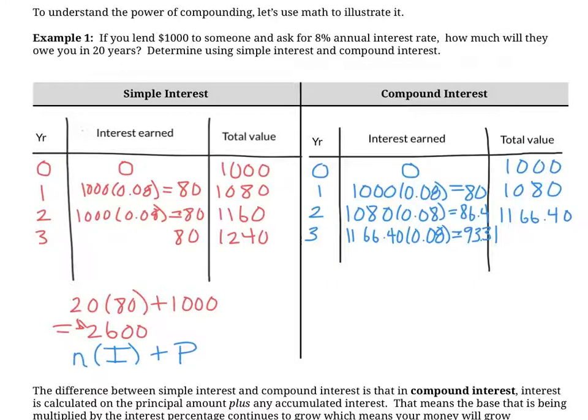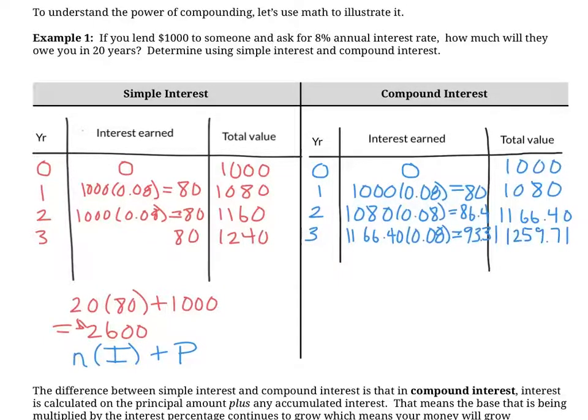So here we can see it's really growing. We were making an annual interest amount of $80. Now we're making $93. So it's increasing exponentially because we keep multiplying by 0.08. So our total value is going to be $1,259.71.